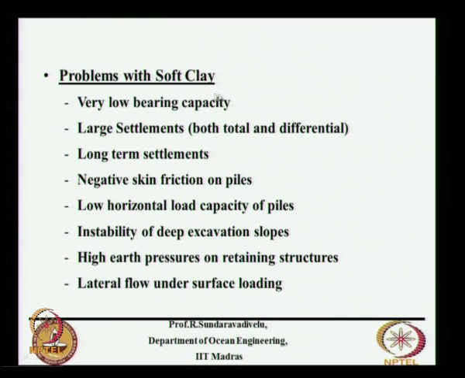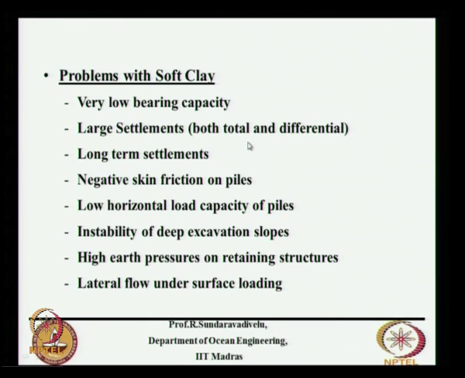So what are the problems with soft clay? It has very low bearing capacity, maybe normally about 5 tons per meter square, 50 kilonewton per meter square. If it is a very good soil, it will go up to 40 tons per meter square, that is 400 kilonewton per meter square, whereas very low bearing capacity means it will be about 50 kilonewton per meter square only, very low. There will be large settlements, this I indicated in the last class, the total settlement and differential settlement.